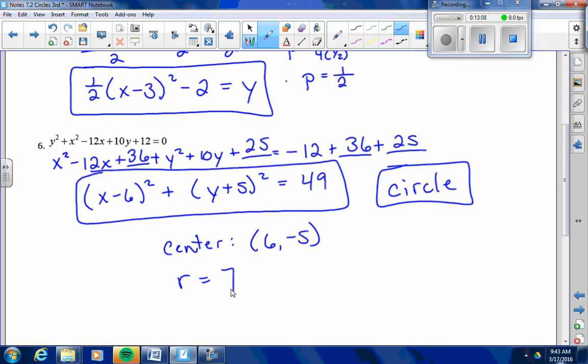Questions? Okay, so I'm guessing those that did -5, 6, that you did the y's first and then the x's. Just make sure when it ends up being a circle, the x's have to come first and then the y's, so that you have your h, comma, k. Okay? All right, next one.